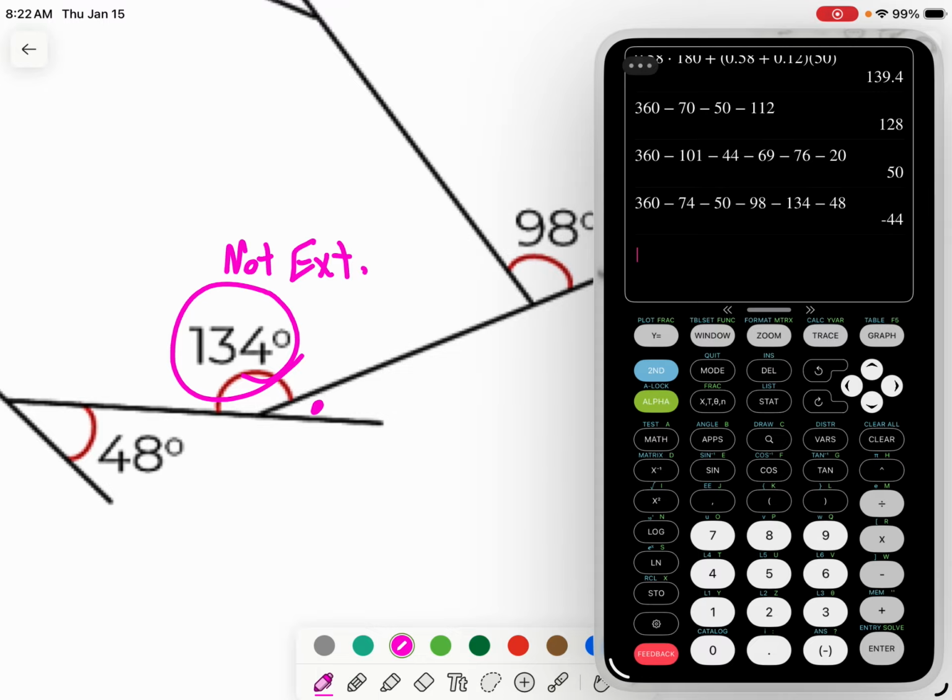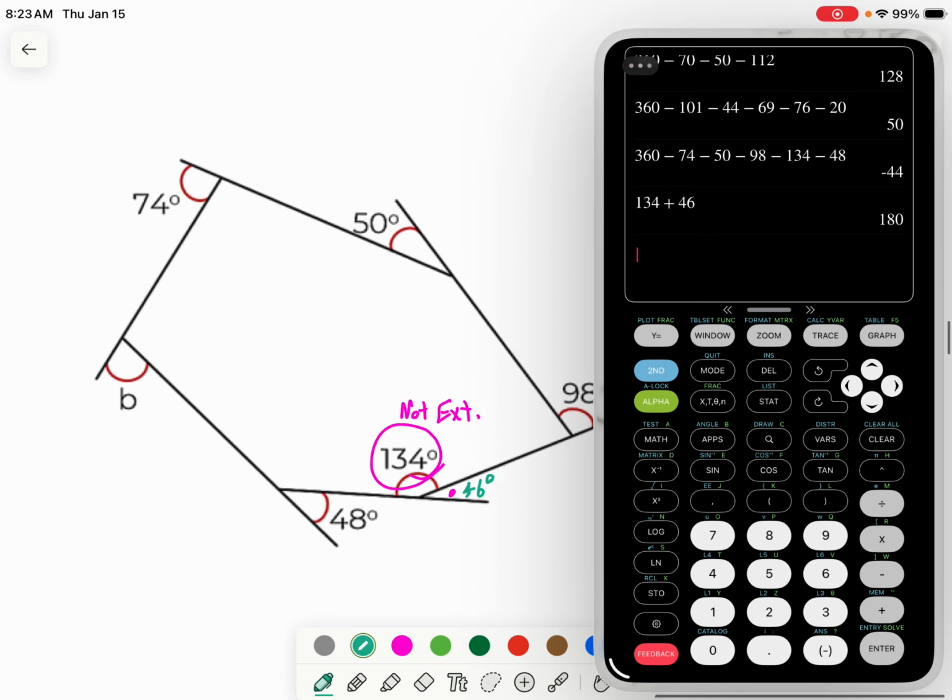That is actually, I believe, 56 degrees. Is that right? 46 degrees. 134 plus 46 is 180. There we go. So in looking at this, I can go ahead and solve for my missing angle properly now.